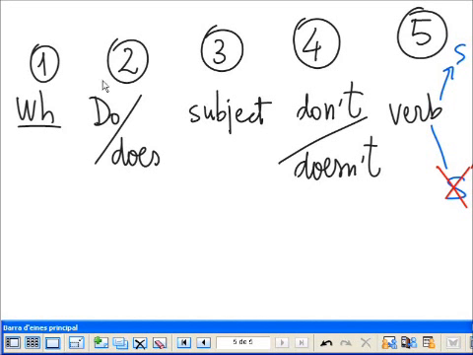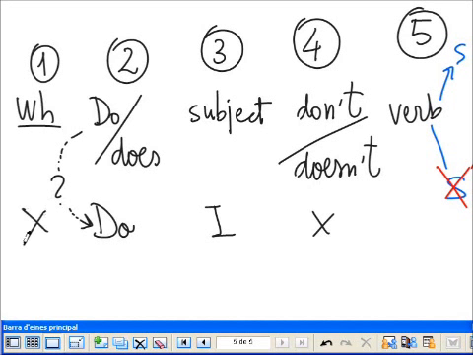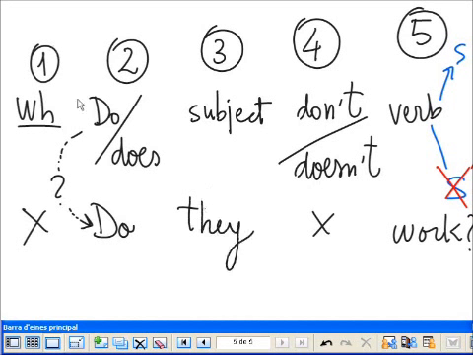Now let's go for questions. In questions we need element number 2. Do. Jo treballo? Because it's a question. Do I? No, it's not negative. And the verb. And oh yes, and it's not a WH question. So the verb, do I work? Jo treballo. I tu? Tu treballes? Do you work? And let's change the subject. Ells treballen? Do they work?